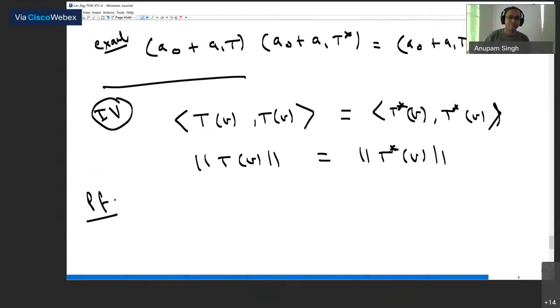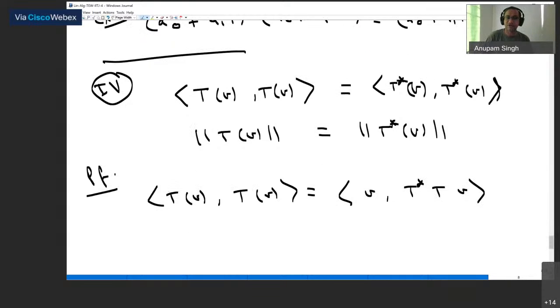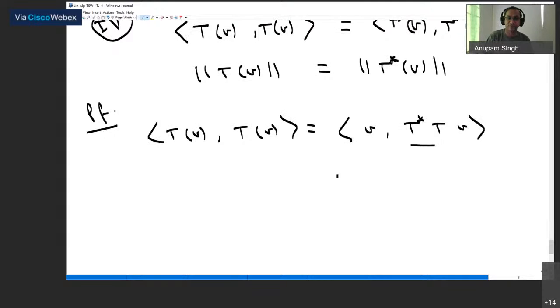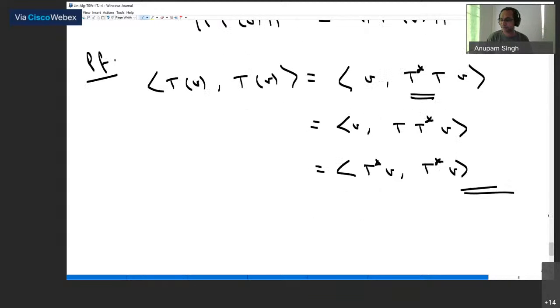So let's prove this. Let's take the left hand side, <T v, T v>. I can take this T on this side as star, so I get <v, T star T v>. But I know that T is normal, so now I can commute this T and T star here. I can write this as <v, T T star v>. Now I can take this T on the left hand side, so I get <T star v, T star v>. So this proves the fact.